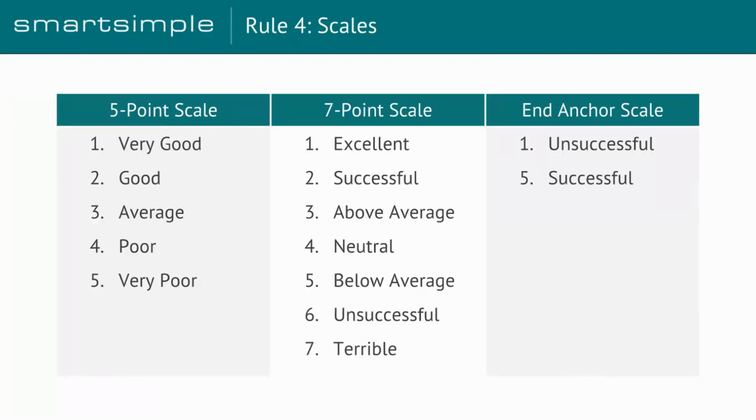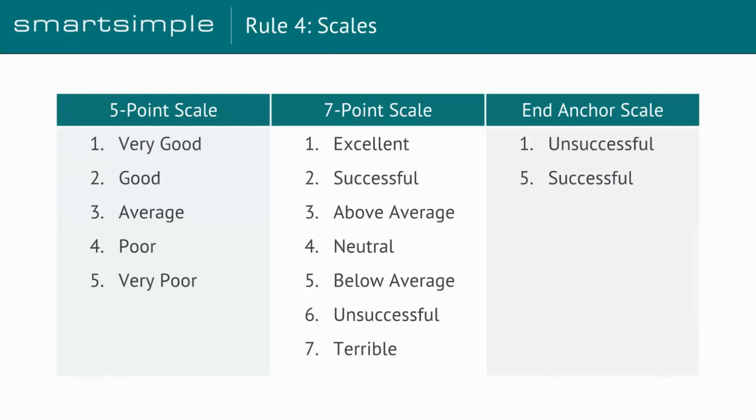So you can see here a 5-point scale: very good, good, average, poor, very poor. There's a 7-point scale. By that same token, something I personally like to use is an end anchor set as well, where we say, okay, 1 is unsuccessful, 5 is successful, 3 is average or midpoint or something like that. Let people decide what it is they want. Let our raters, let our grant makers decide what they want to give this.